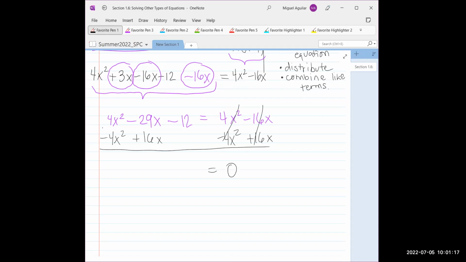What is 4x squared minus 4x squared? It cancels out, right? That equals 0. Negative 29 plus 16. Negative 13x. And then we just bring our minus 12 down, right? Well, this thing that we have left over, negative 13x minus 12 equals 0. Can anybody tell me what kind of equation this is?